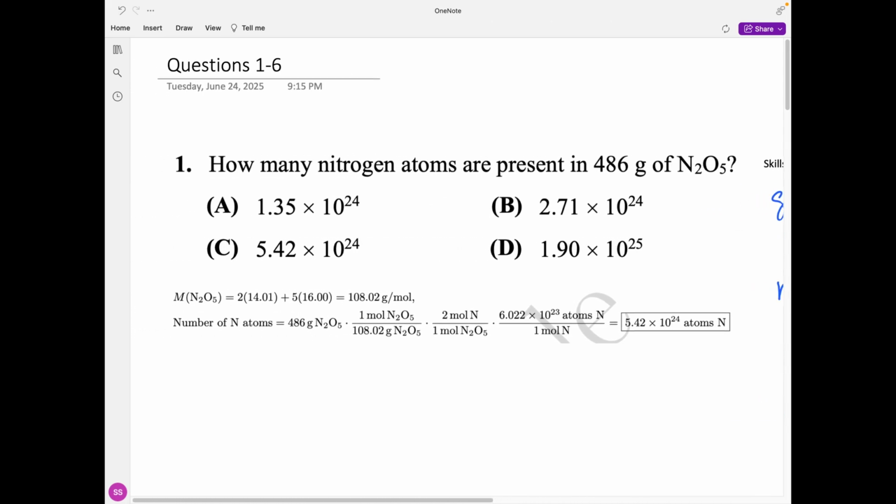So going over to the problem here, we can see the conversion seen right here: we're converting from grams to moles of N2O5 to moles of nitrogen, and then using Avogadro's number, we convert to atoms of nitrogen. So our answer is going to be C.